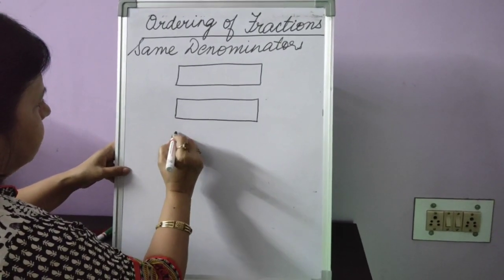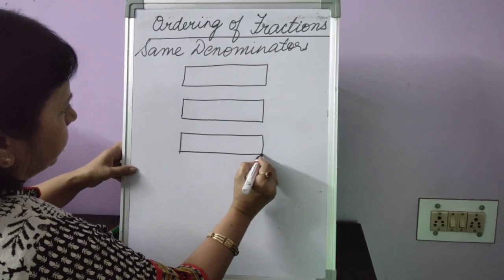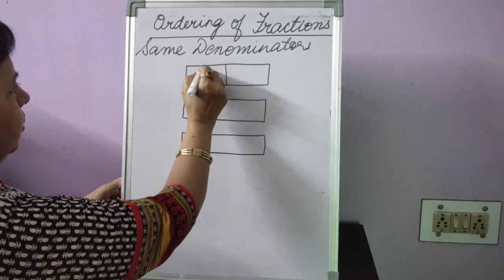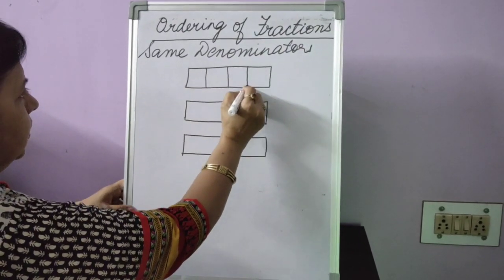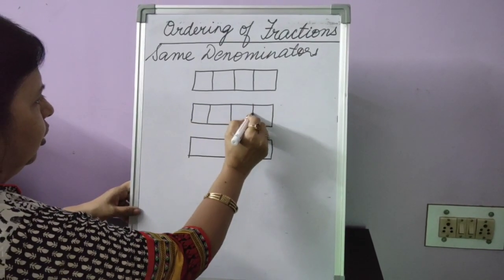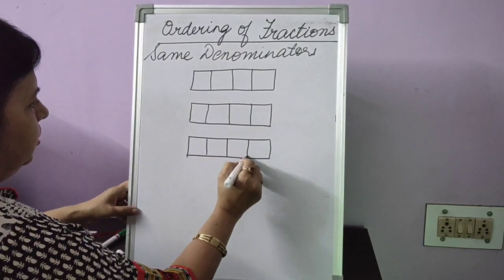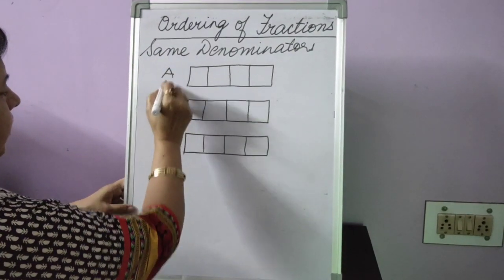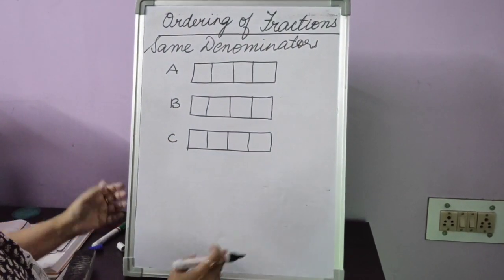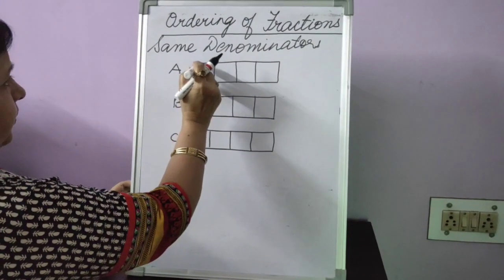Now you can see that suppose these are 3 bars of chocolate. Okay. Now I have divided them equally into 4 parts. All 3 chocolates divided equally into 4 parts. Got it? Now, there are 3 children over here. A, B and C. Now, they are going to eat these chocolates.